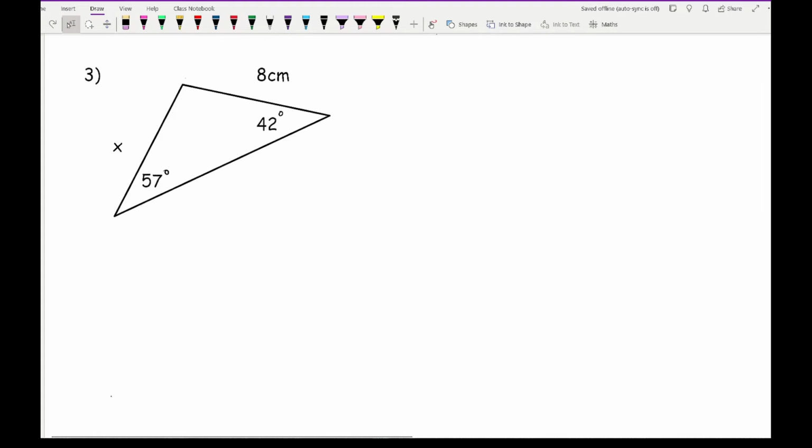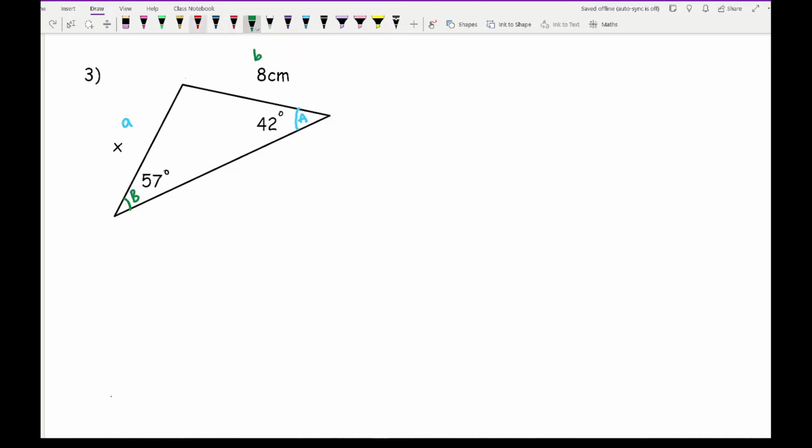So again, let's have a look at labeling this. So here again, we've got x is a side, so we'll label that as lowercase a. Almost wrote it as capital A, but there you go. So that's lowercase a. So the opposite angle is going to be capital A, and I'm going to label this as capital B. So this is going to be lowercase b.